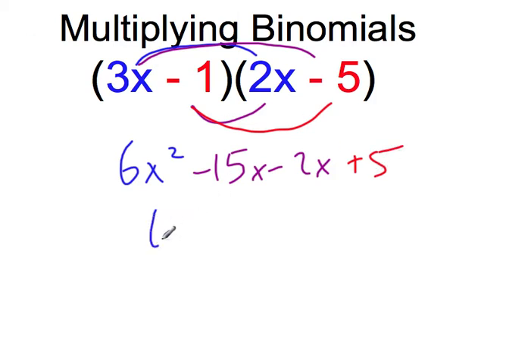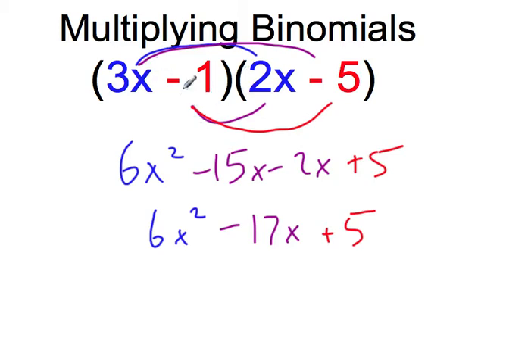Let's clean up those common terms. So we have 6x squared that doesn't combine with anything, negative 17x, which is a combination of the negative 15 and the negative 2, and then plus 5 on the end. Now let's see if there's something happening here. In fact, we can see here the first two terms, the two blue terms, multiply to give me the first blue term in my expanded form, the ax squared part of my quadratic.